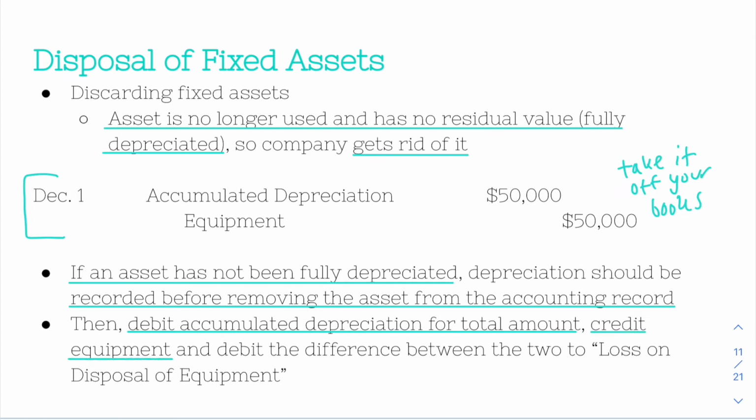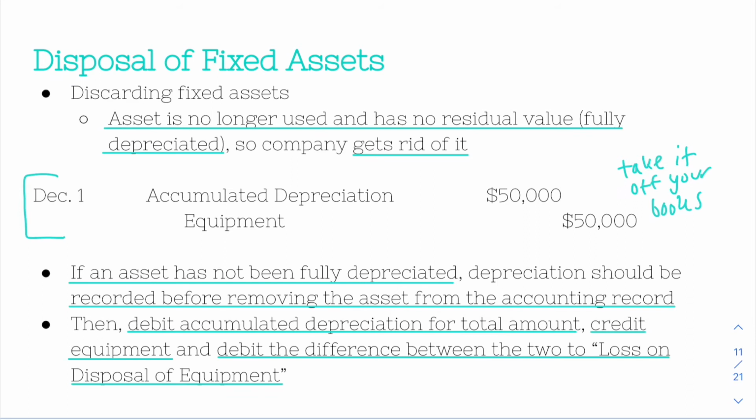So those two steps remain the same. You're doing the opposite, so you take it off your books. But then you are going to debit the difference between the two to loss on the disposal of equipment, because you didn't use it for all it was worth. There was still some value left if it wasn't fully depreciated. You're just getting rid of it though, so you're not using that last bit of its useful life. So that's a loss for you. So you are going to record it as a loss on the disposal of equipment, and you debit a loss.